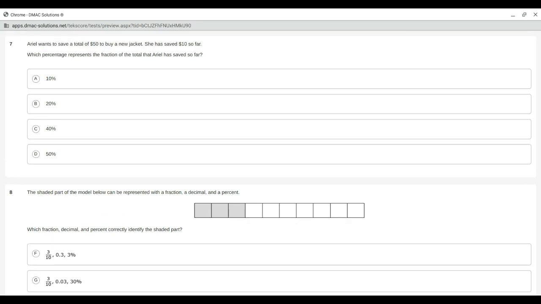Number 7. Ariel wants to save a total of $50 to buy a new jacket. She has saved $10 so far. Which percentage represents the fraction of the total that Ariel has saved so far? A. 10%, B. 20%, C. 40%, or D. 50%.